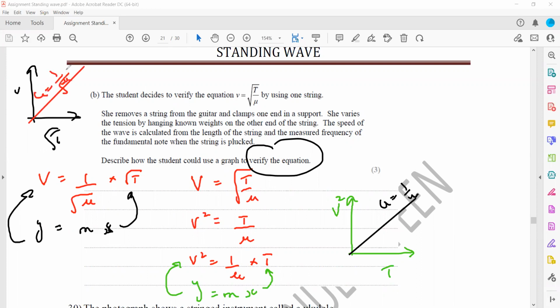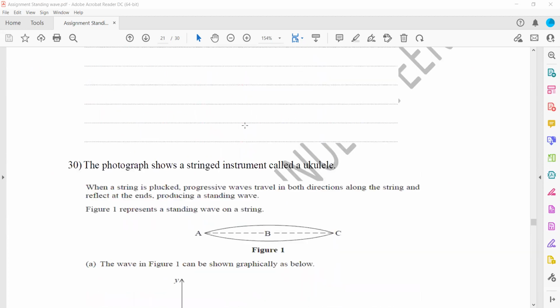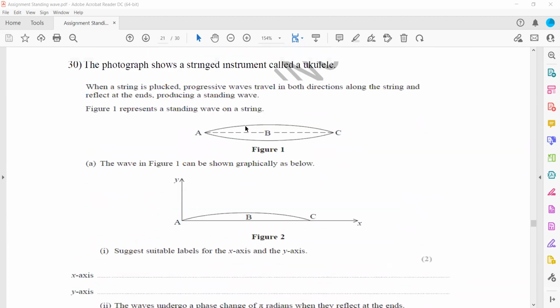If this equation is valid, then the gradient should be 1 over the square root of mu. Or you can also square it and plot V squared against T, so the gradient will be equal to 1 over mu. If this equation is valid, the graph will follow this shape, and the value of the gradient will be equal to the reciprocal of mu. That's how we check different equations, whether they are valid, by plotting a graph of certain quantities.